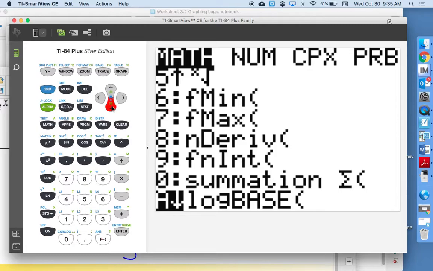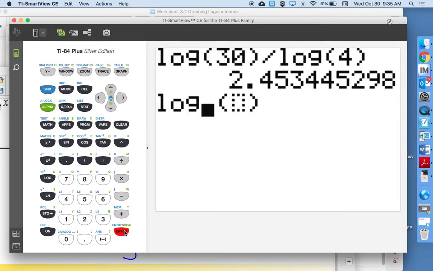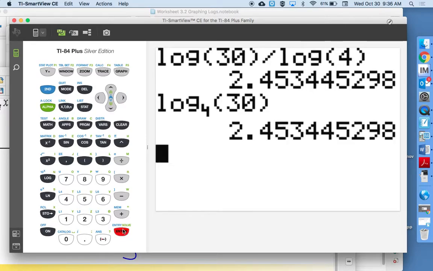But if you do have it and you hit enter, it converts it and it looks exactly like a log with a base. So I would put the base of 4 where the base is supposed to go, and then my value is 30. So in the calculator, the Texas Instrument people already created the formula and plugged it in the calculator for us. I can still hit enter and I get the same number. So it just depends on what calculator you have and how you're going to be able to work through the problem. But that's what the calculator is doing. It's really taking the log of 30 divided by the log of 4.